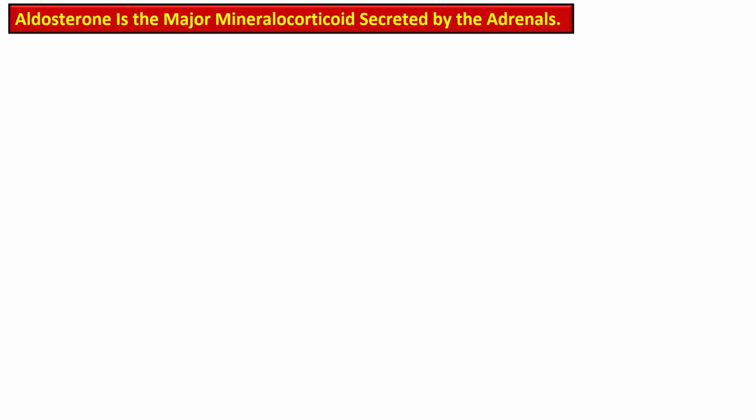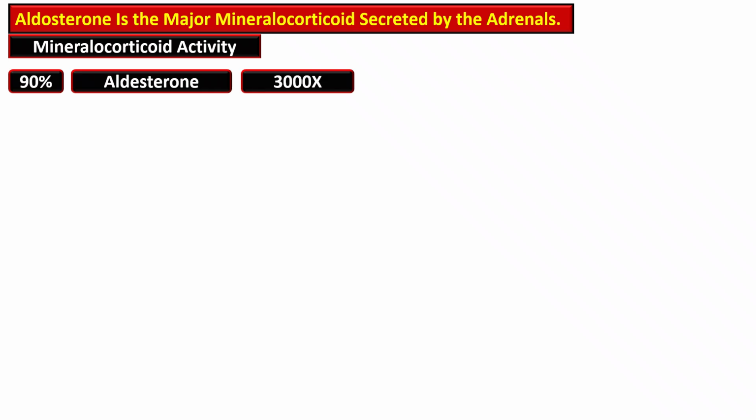So aldosterone has a dominant role in mineralocorticoid activity. Cortisol, which is a glucocorticoid, also has some mineralocorticoid property, but to a lesser extent. About 90% of the mineralocorticoid activity is by aldosterone.